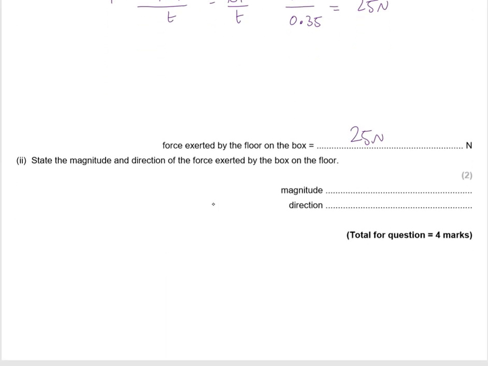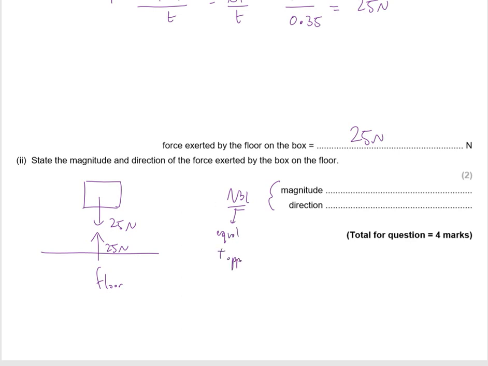Now this one here, to help us answer this question, this is Newton's third law. What we have is the box, which is exerting a force of 25 Newtons down. So therefore, the floor here will also exert a force of 25 Newtons upwards. So the force will be equal and opposite. So the magnitude of the force, the size of the force, is also 25 Newtons.